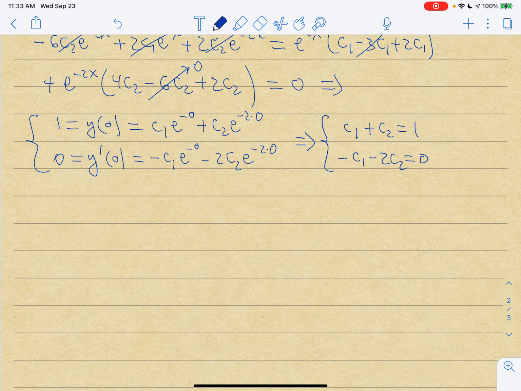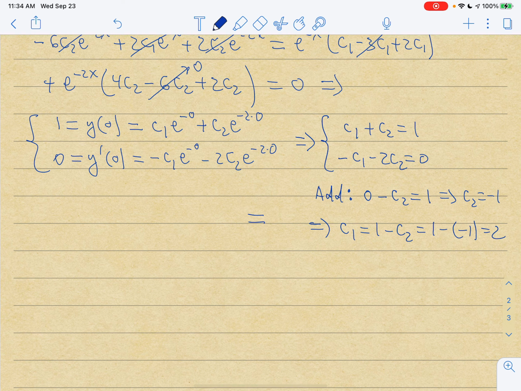And now we just solve for c1 and c2. One thing that we can do is add the two equations. So if I add them, I'm going to get 0 minus c2 equal to 1, so therefore c2 is minus 1. And then from the first equation I have that c1 is 1 minus c2, so 1 minus minus 1, so 2.